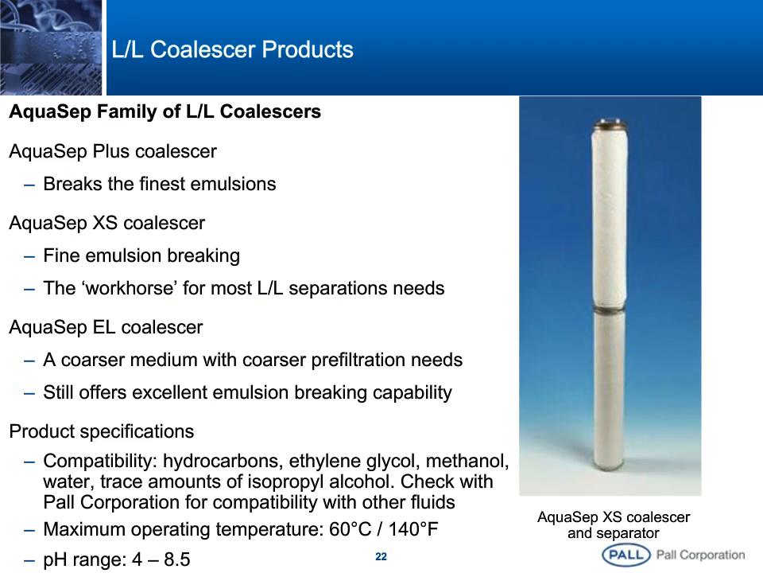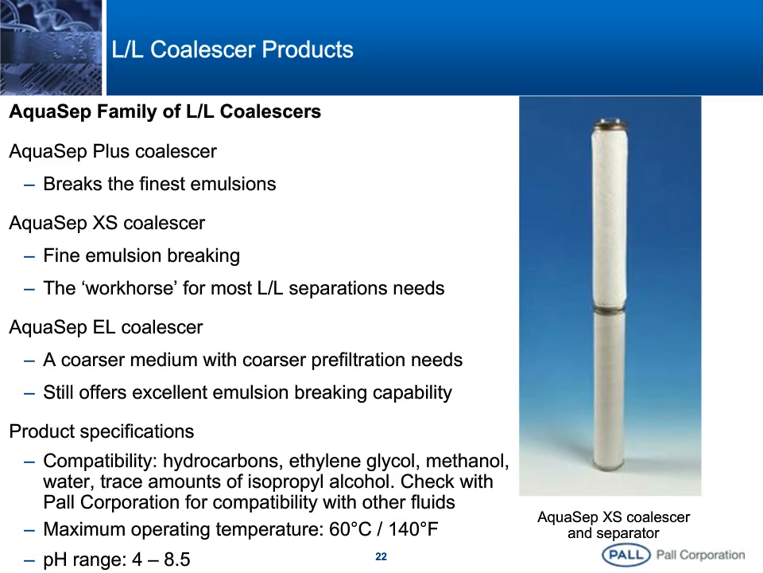If we're at more neutral, lower temperature applications, the AquaSep family of LL coalescers is what is typically recommended. We have the AquaSep Plus coalescer that is designed to break the very, very finest emulsions. The AquaSep XS coalescer, very effective fine emulsion breaking, and this is the workhorse for most LL separation requirements. The AquaSep EL coalescer, a coarser medium with coarser prefiltration needs. This is giving good economics on dirty streams while still offering excellent emulsion breaking capability.